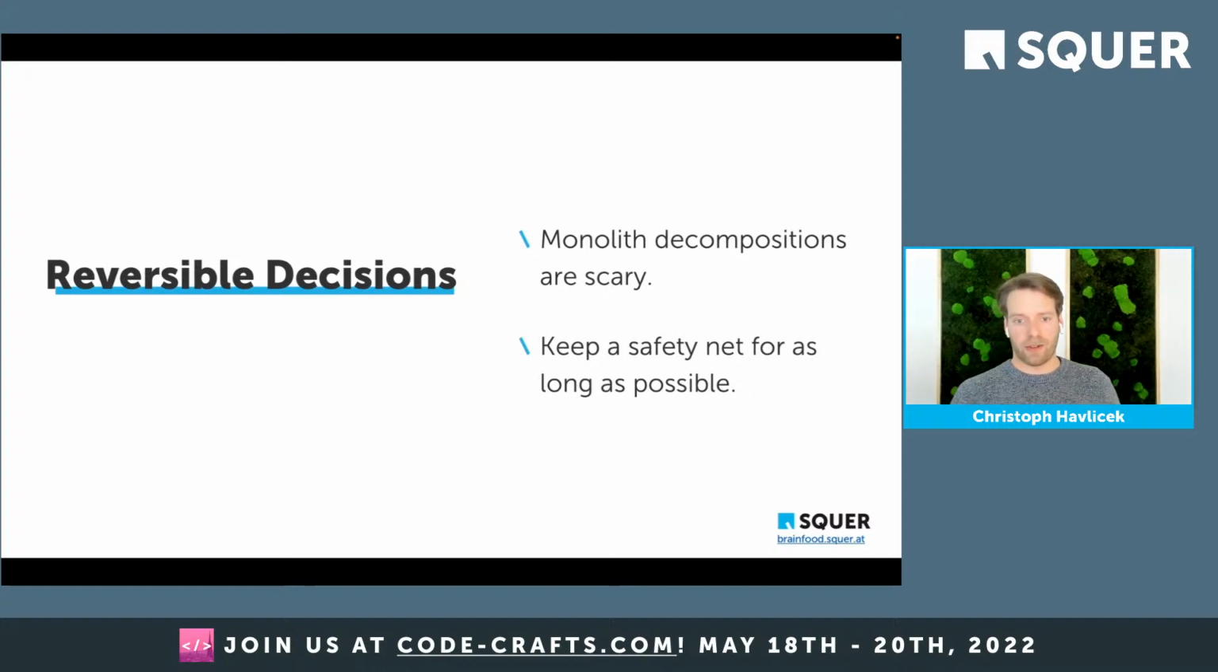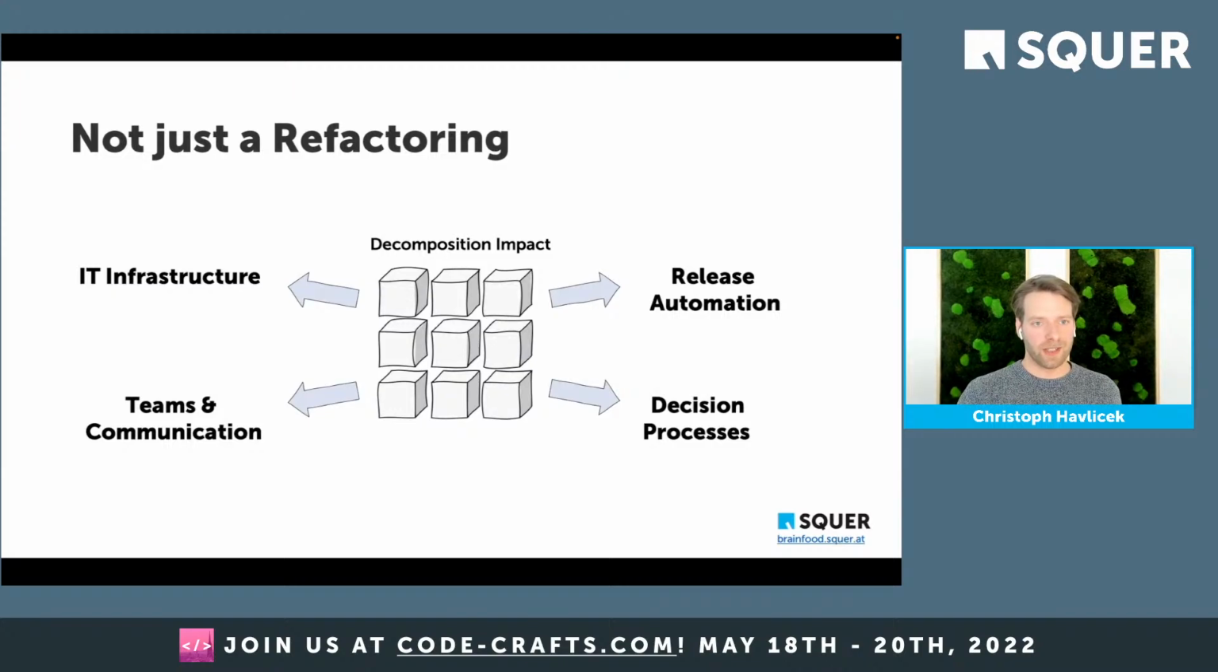Now, for the last part, I wanted to mention these transformations are typically not just a refactoring, but they touch all kinds of stuff. They touch our infrastructure, our teams and communication, our release automation, and decision processes. So it's not just taking a piece of software and refactoring it. A monolith of a size that I have described in this presentation is usually highly optimized and embedded within an organization. So everything around it is optimized for the monolithic structure.